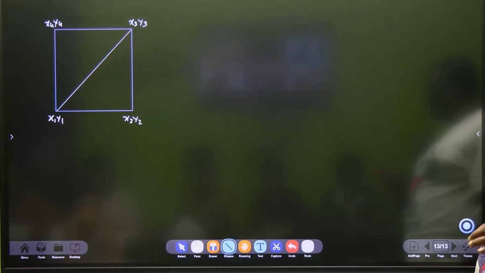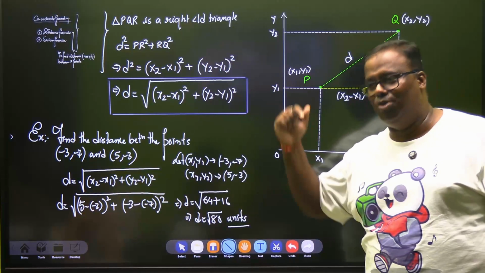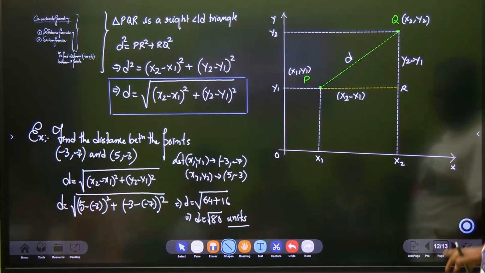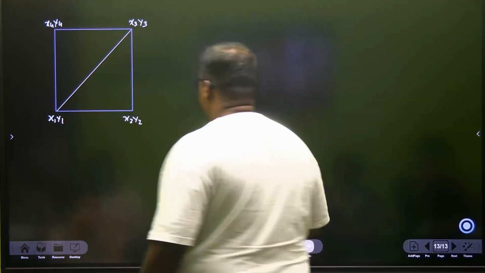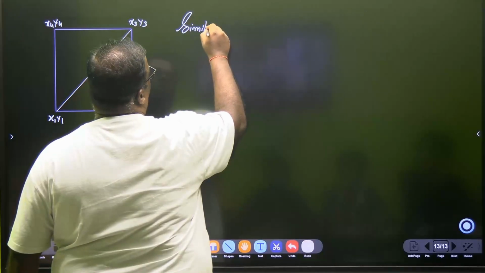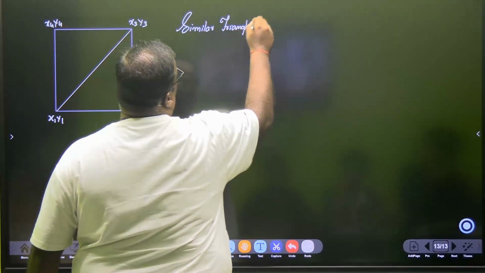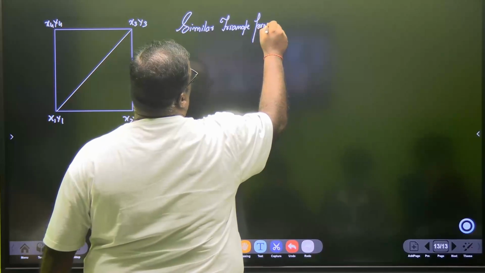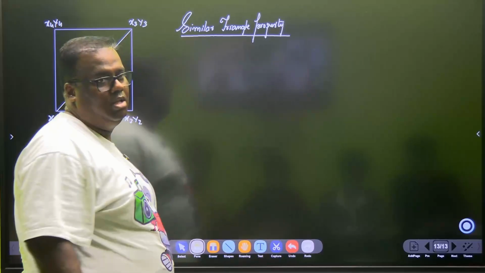Fine. Our next part of the chapter will finish. Next part is what? Section formula. Before we start section formula, we have to understand a concept about similar triangles. Though this is studied in the triangle chapter, we will need it in this chapter. We'll use a property of a similar triangle.